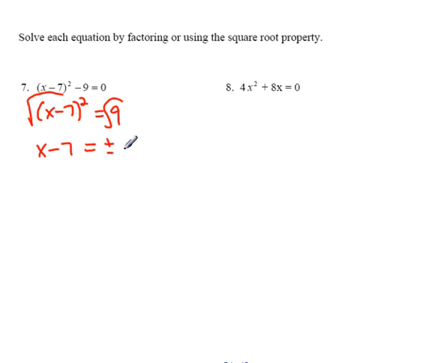Don't forget the plus or minus, and then solve. They are like terms, so simplify. 3 plus 7 is 10. Negative 3 plus 7 is 4.